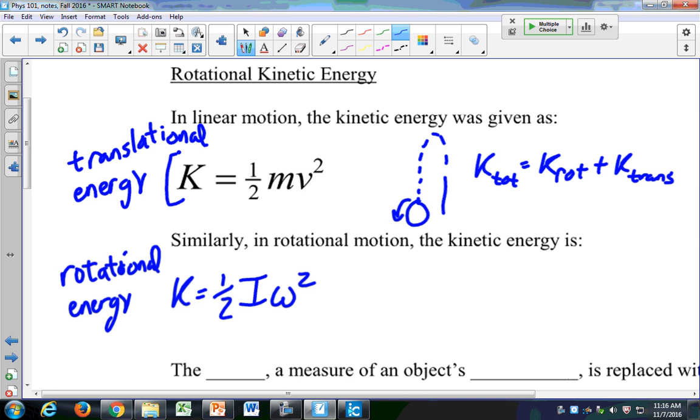It's going to be that 1/2 I omega squared plus 1/2 mv squared. So you need to know both its rotation rate and the speed at which it's traveling to find its kinetic energy in the linear sense and in the rotational frame.